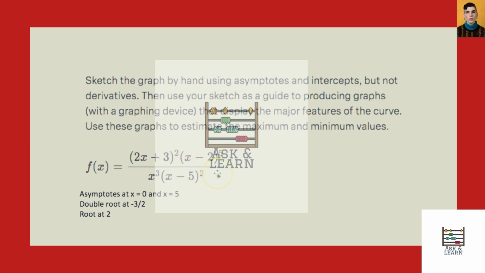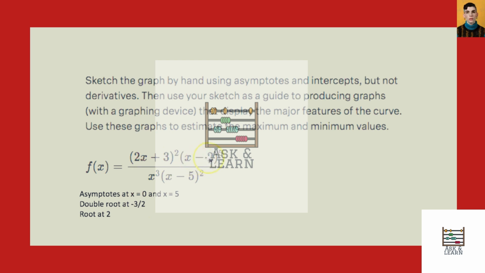I'm looking at this rational function. Let's start with the roots or the zeros of the rational function. That's where the numerator is going to be equal to 0. And over here, we have that this will be negative 3/2. That's what makes this factor 2x plus 3 equals 0, is negative 3/2. So we have a double root there, and that's because it's a squared.